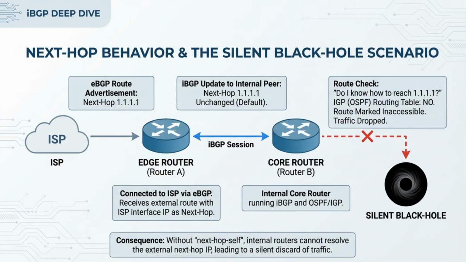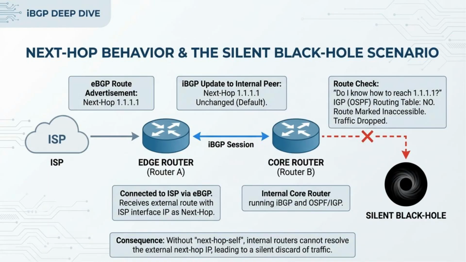That 1.1.1.1 address belongs to the ISP. It is not in your OSPF or EIGRP internal routing table. So router B marks the route as valid but inaccessible. It will not install it in the routing table and traffic will fail. There are two ways to fix this.